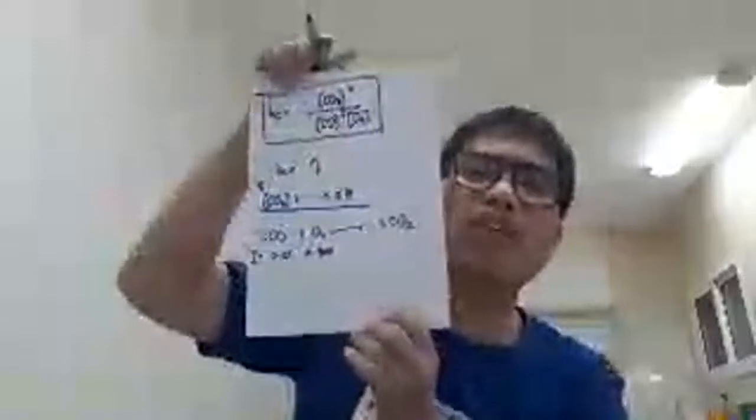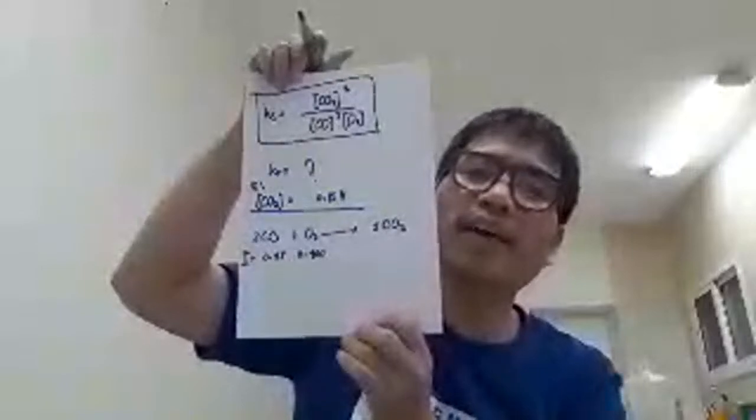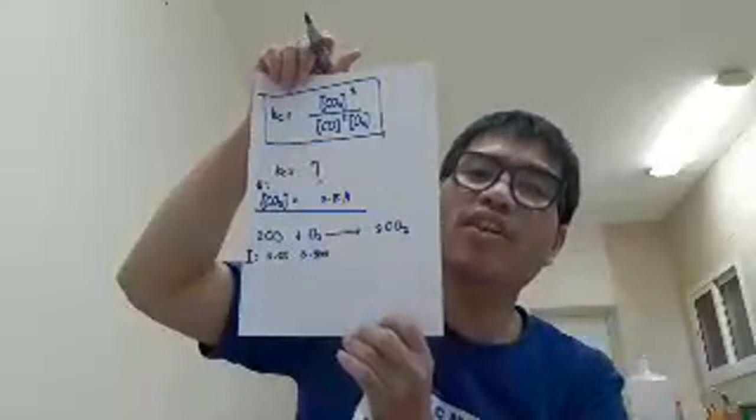Okay, and CO2 has no initial concentration, but the equilibrium concentration was given. Equilibrium concentration and initial concentration are different in the ICE method. Okay, let's put 0. And now we go to the changes, capital C.